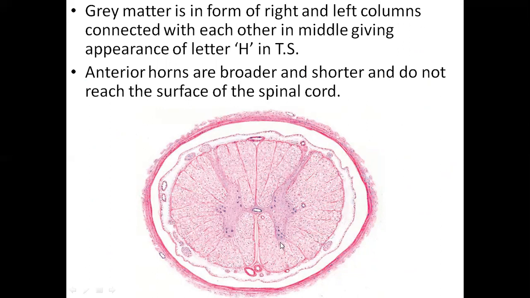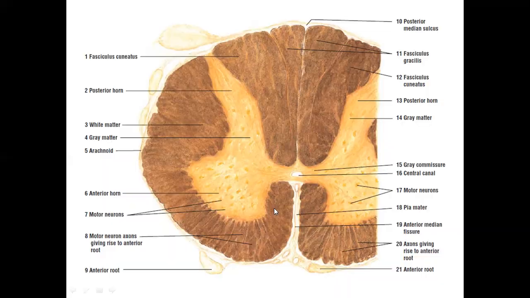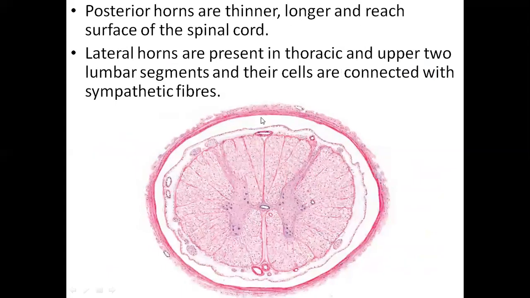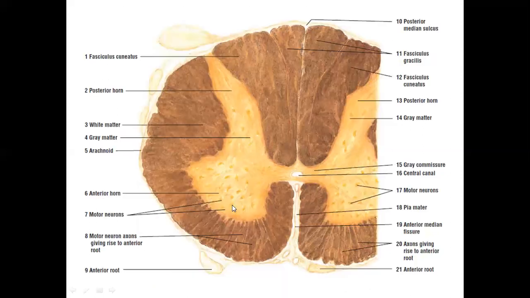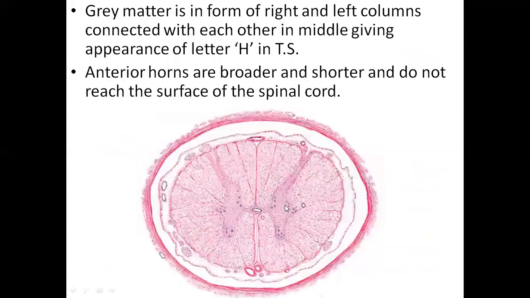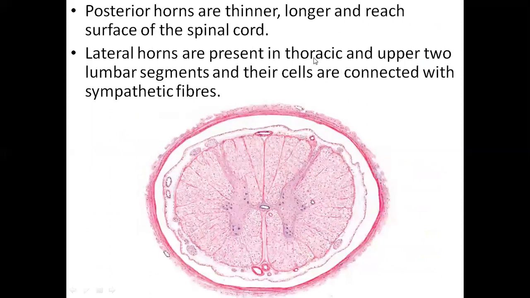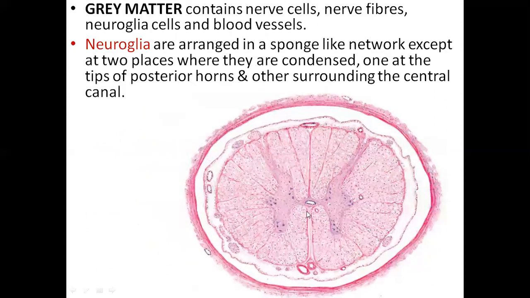Anterior horns are broader and shorter and do not reach the surface of the spinal cord. See, these are shorter and broader and they are not reaching the surface. Whereas posterior horns are narrow, longer, and reach the surface of the spinal cord. Lateral horns are very small and may or may not be present. In the thoracic and upper lumbar segments only, we find these lateral horns and their cells are connected with sympathetic fibers. The gray matter contains nerve cells, nerve fibers, neuroglial cells, and blood vessels.